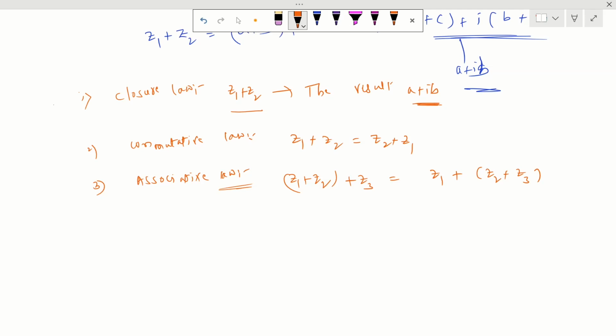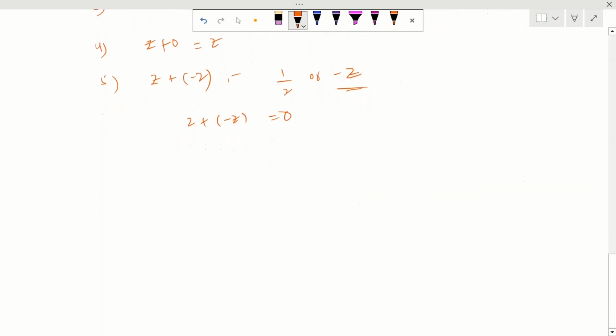And the fourth one: when adding a complex number with 0, it will be z only. And when we add z with its inverse, meaning negative z, the inverse of z can also be written as minus z. Both are the same. When adding z with the inverse of z, the value will be 0.